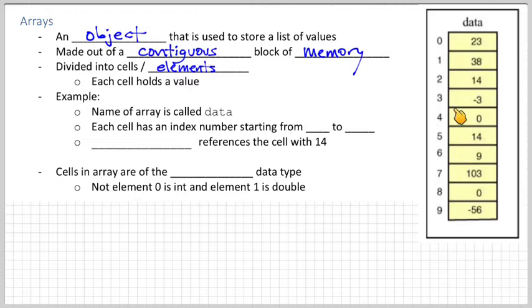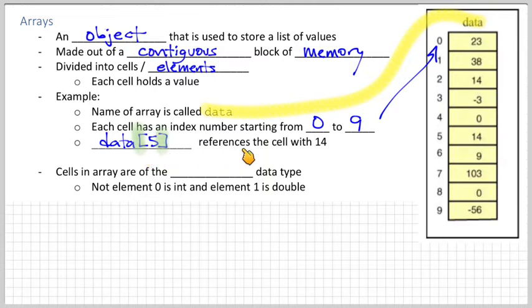Data is the name of this block, this object. And notice that every cell is given a number, an index. So we use the same word index as the address. So data 0 up to 9 here. This is 10 different elements. And so in a very similar way, I'll highlight this in green. This is the exact same way we reference one of the cells within our array. Data bracket 5, bracket. That references the 14 right here.